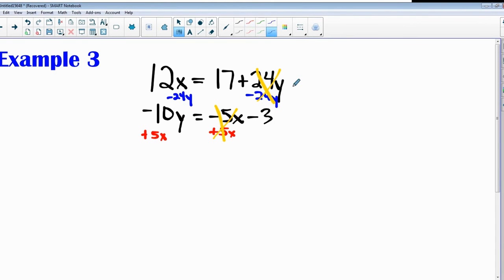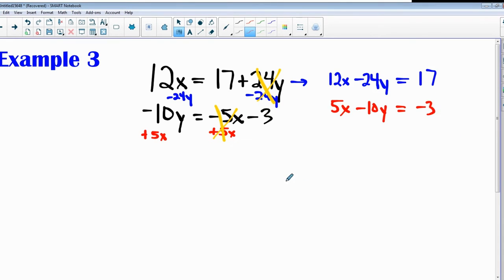So let's see here. Rewriting this one, I'll put the x first. So 12x, then minus 24y equals 17. And this other one, I'll put the x first again, so it's a positive 5x minus 10y equals, what is that, -3.